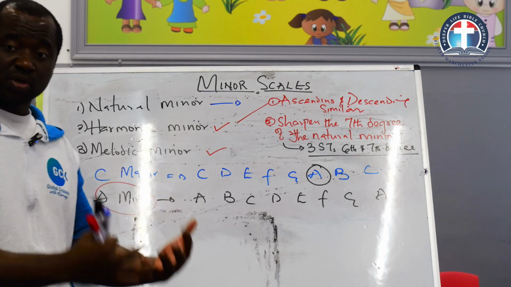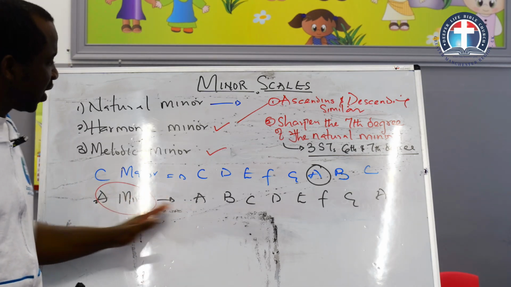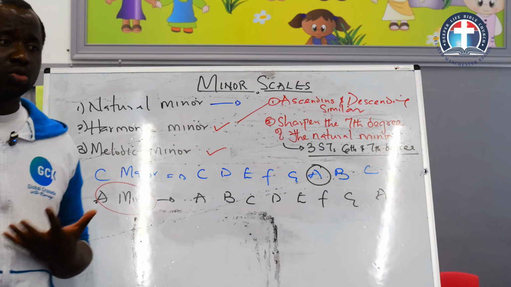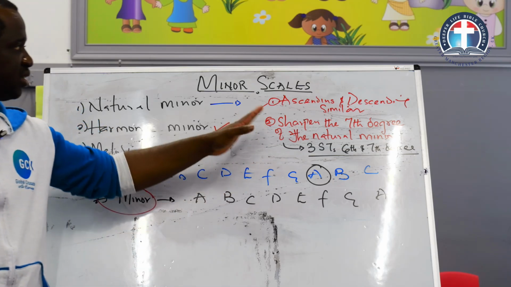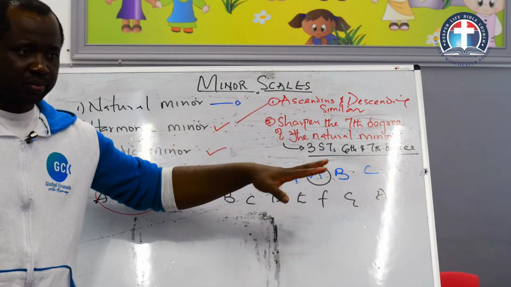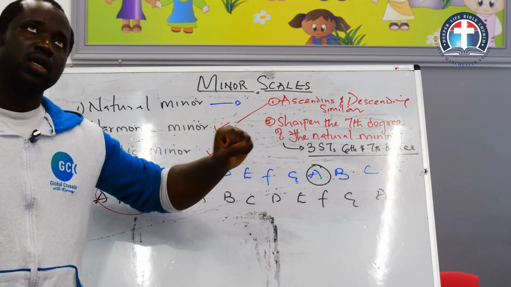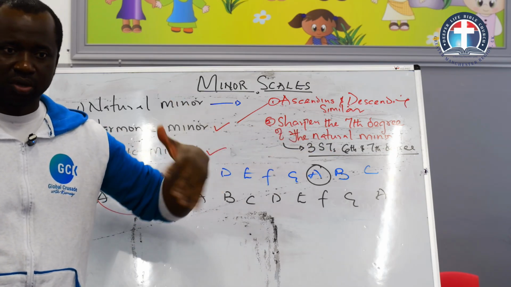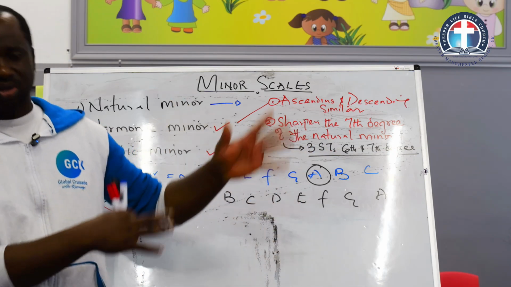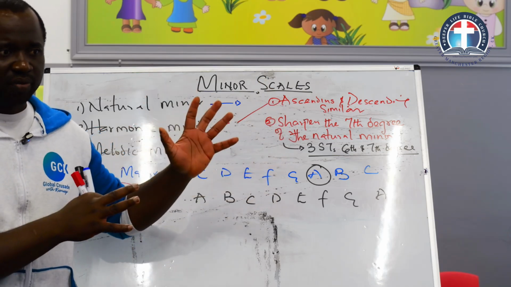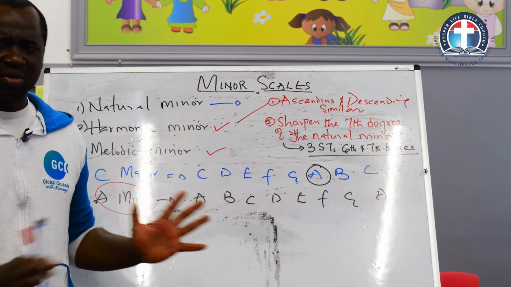Why? Because we are sharpening the 7th. So this is our natural minor. So if I want to, of course, you can get your intervallic structure, like, is it tone, semitone, semitone? You can do all that. I don't have it on top of my head, but you can search it. I don't even need to worry.